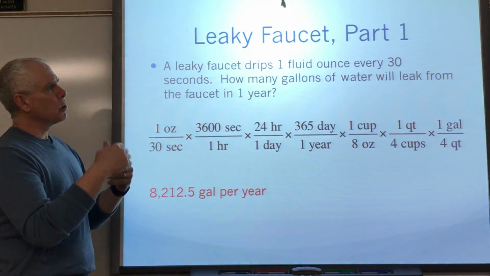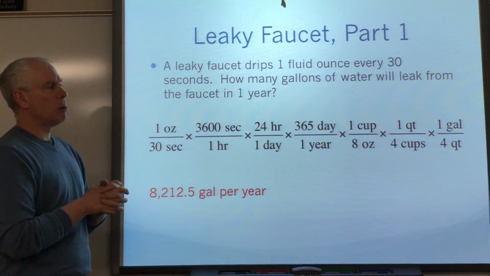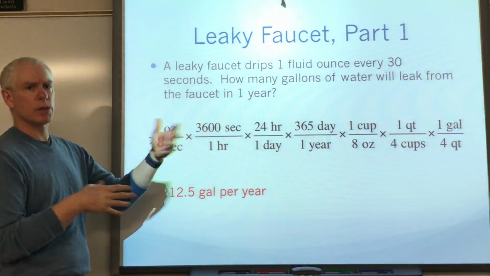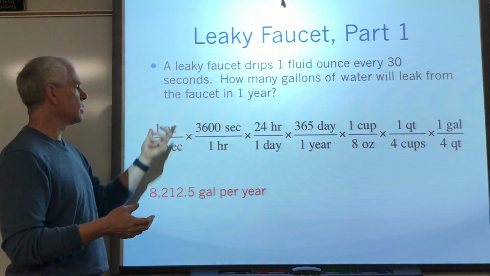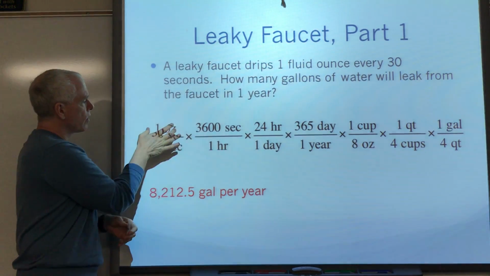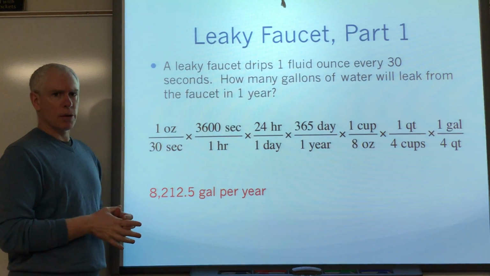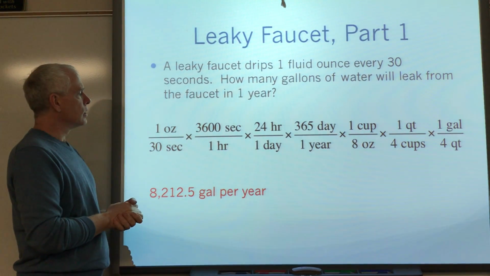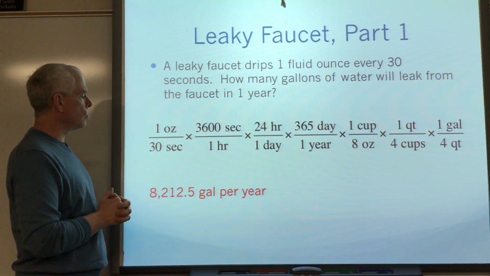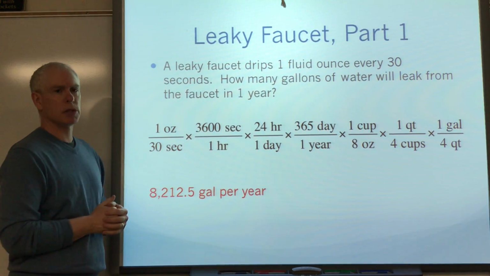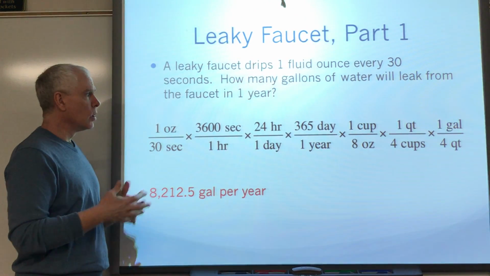I need gallons per year, and gallons is a unit of capacity. So I'm going to take the ounces, which is a unit of capacity as well, and I'm going to start with that on top. So I know that I've got 1 ounce in 30 seconds. That's how much is dripping. And so eventually I get to change ounces to gallons, and I have to change seconds to years. And so I'm going to go through one step at a time.